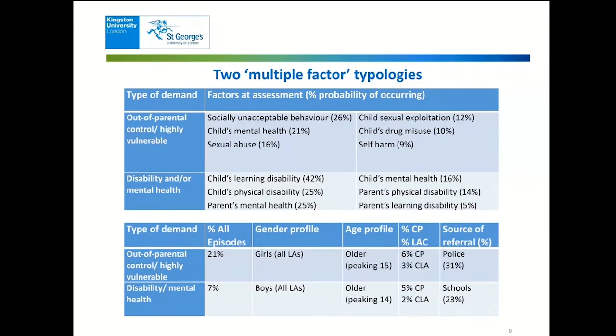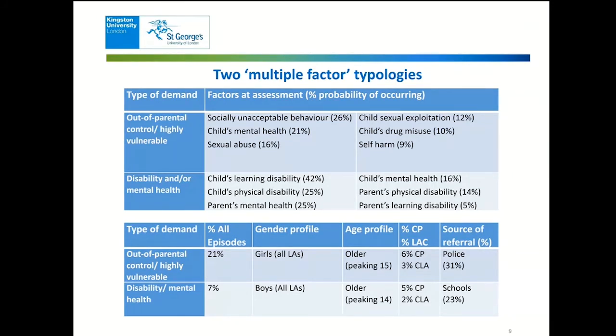As you can see, this was quite a frequent episode. This is 21%, so around a fifth of all episodes come into this category, more likely to be girls, and unsurprisingly older children, peaking at around the age of 15. And given those risks, it might surprise you to see that only about 6% of these episodes go through to child protection. 3% results in an episode of care, and the referrals are often coming from the police.